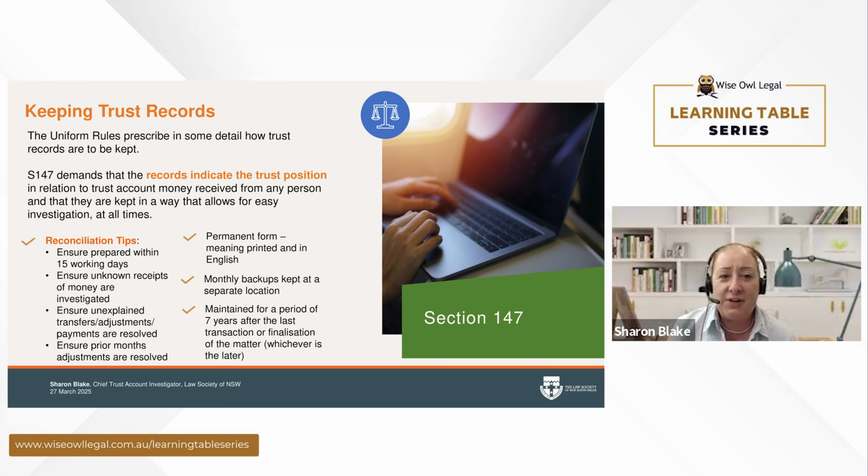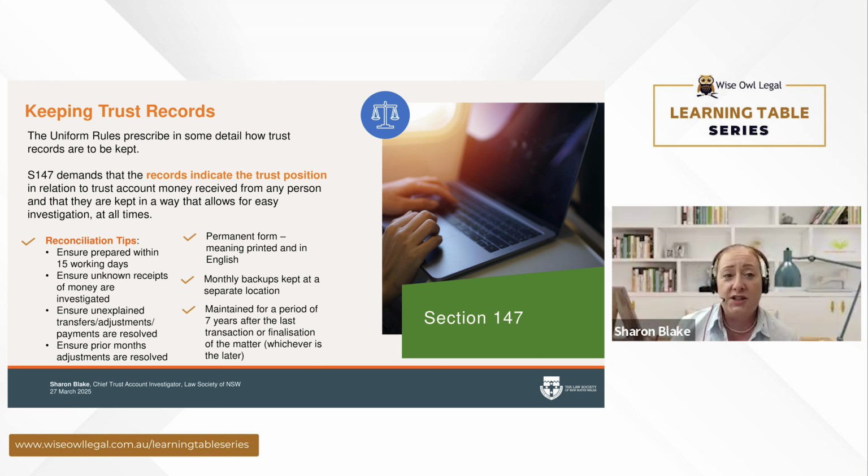Trust accounts must be maintained for a period of 7 years after the last transaction or finalization of the matter, whichever is later. Now, a number of common mistakes I see and are reported in the external examiner's report arise from timeliness, things not being done on time, adjustments not being dealt with, payments and receipts not being recorded in a timely manner. So, some tips I share with practitioners to remember when undertaking the monthly reconciliation is to ensure monthly reconciliations are prepared within 15 working days.